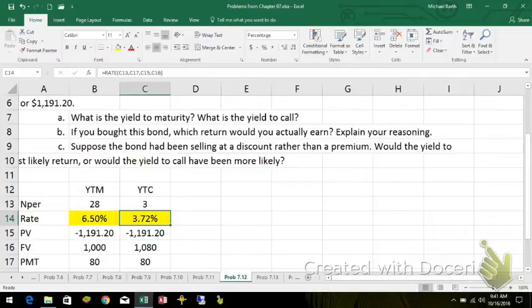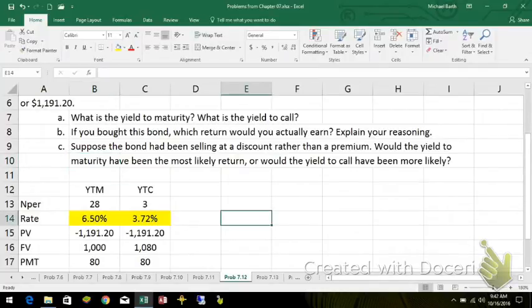If the bond had been selling at a discount rather than the premium, would the yield to maturity have been the more likely return? Absolutely. Corporations only call bonds on premium bonds. Okay, so if a bond is selling at higher than par, that's the only time they call bonds. They wouldn't call a bond if it's selling at a discount to par, because why pay the extra $80 for a bond when you can buy it on the cheap anyway?